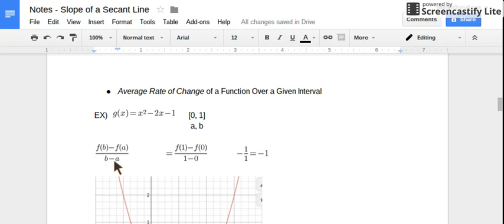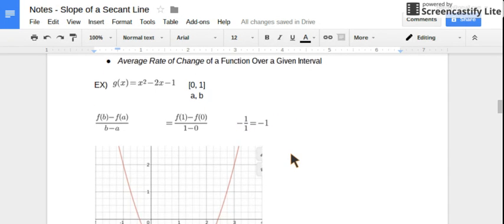On the bottom, I'm just substituting my a and b values. So the b value first, so 1 minus 0 just gives me 1. Simplify if necessary. So the average slope becomes -1.